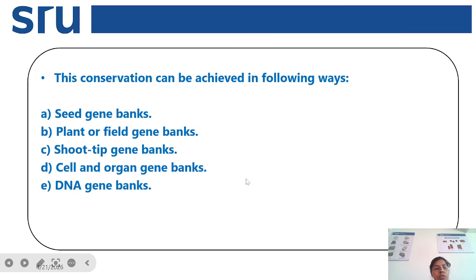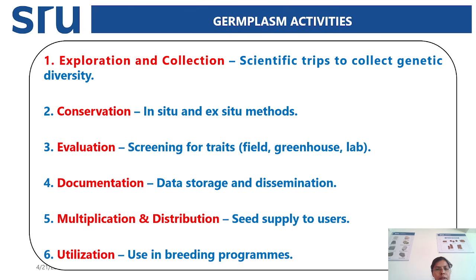So here we can conserve the germplasm in different forms: in the form of seed, plant, field, or shoot tips, or cell or organ, or DNA gene banks. So these are some of the different types of conservation we can see. And next, coming to the third step, that is evaluation.